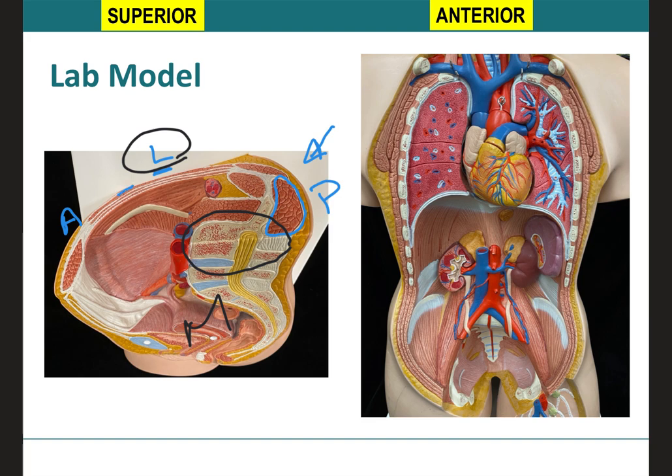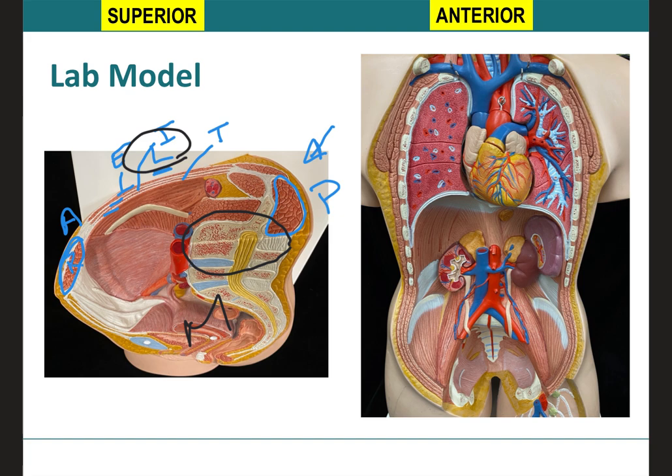Notice how there are 3 layers of muscles over here. The one that's more outer will be your external oblique. The one that's in the middle will be your internal oblique. And the one that's more internal is your transversus abdominis. And anteriorly, you can see the rectus abdominis right over here. So this is your rectus abdominis.